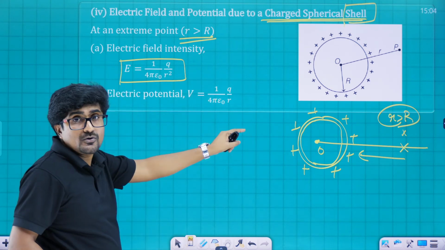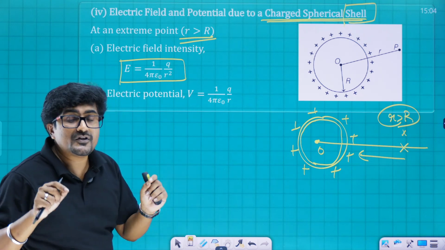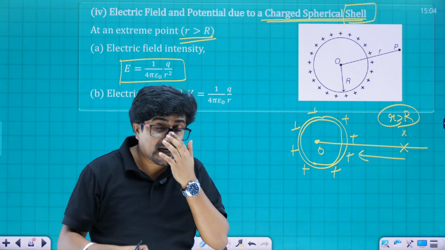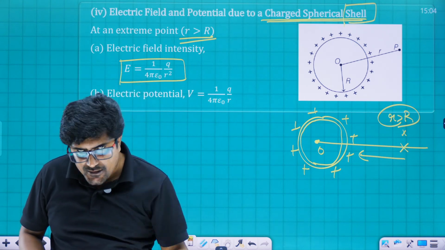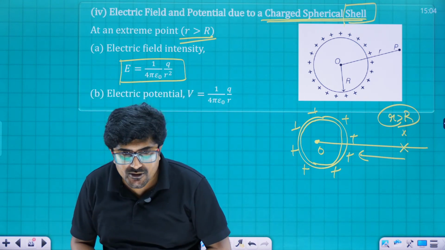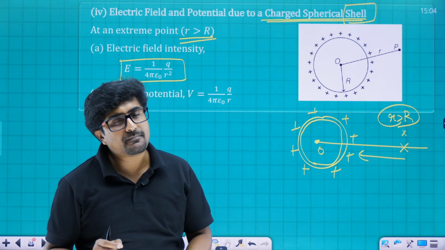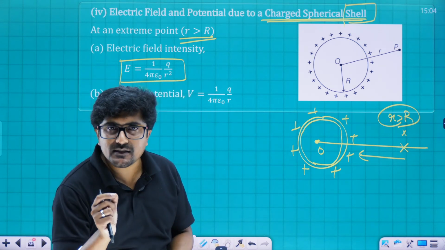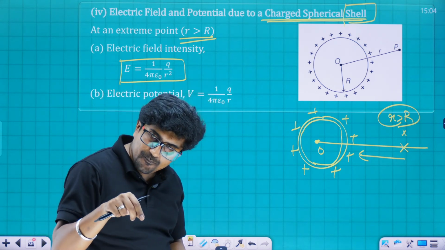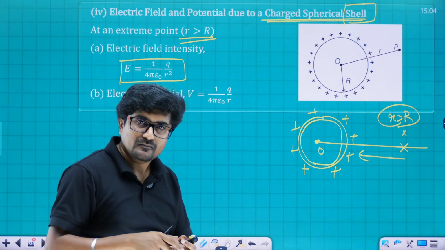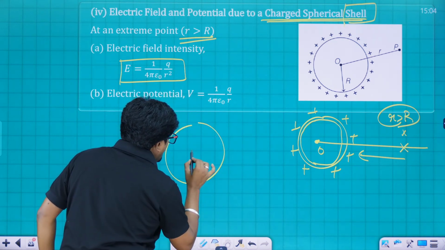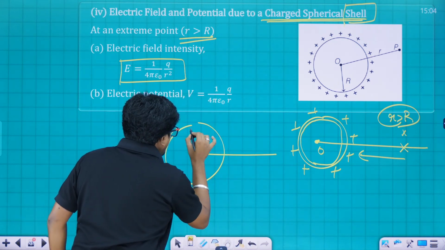1 divided by 4 pi epsilon naught q by r. Fine, which means if we are having a shell, and if you want to find out the electric field, or the electric potential, then the mathematical relation is going to be exactly the same as that of electric field due to a point charge at a distance of small letter r, or electric potential due to a point charge at a distance of r.